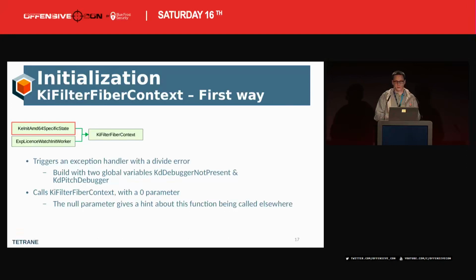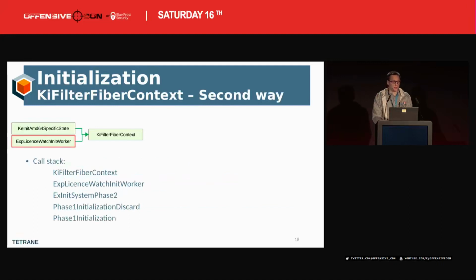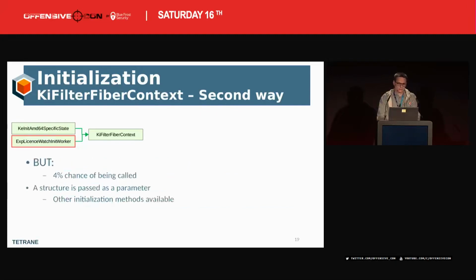So once this happens, the exception handler is triggered, and in the exception handler, there is a call to KiFilterFiberContext. And this call is particular since it has a 0 parameter, which gives a good hint about the fact that it's called elsewhere. And the fact is, it is. It is called by XLicenseWatchInitWorker, which is called at the very beginning of the boot in phase 1 initialization. But once again, there are some tricks to hide itself.